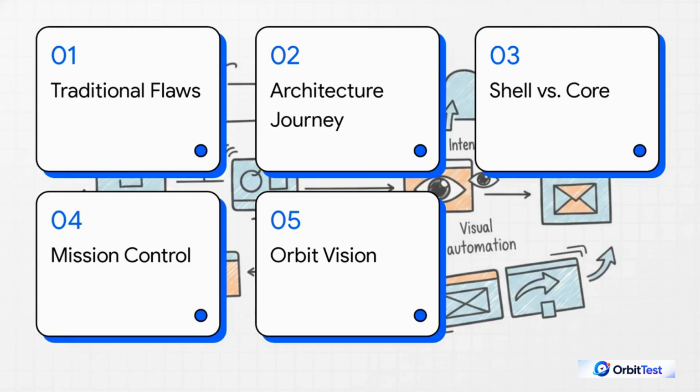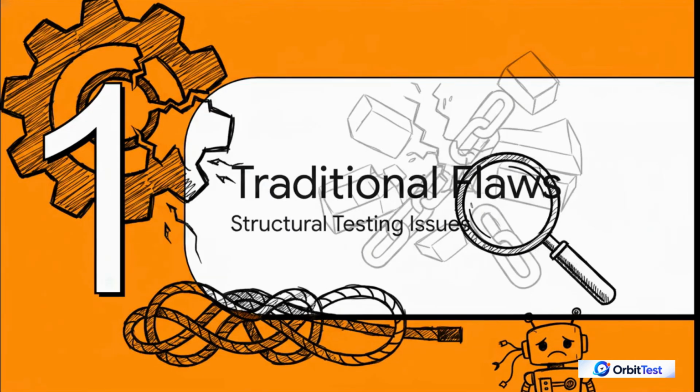Okay, so here's our architectural map for today's explainer. We're going to cover: 1. Traditional flaws. 2. The architecture journey. 3. Shell versus core. 4. Mission control. And finally, number 5, the Orbit Vision Engine. Let's get into it.